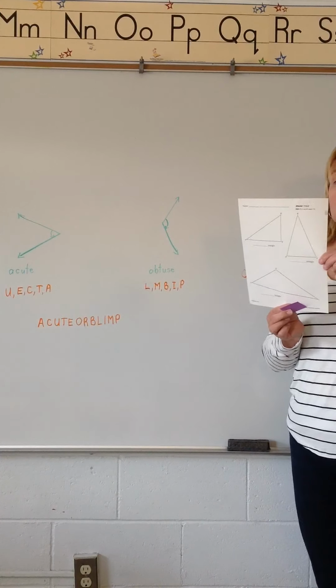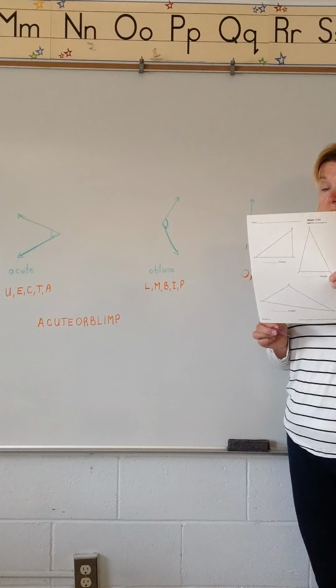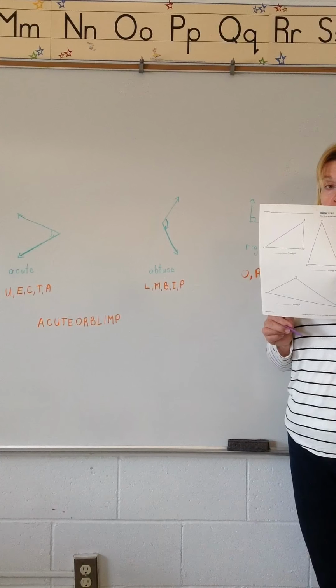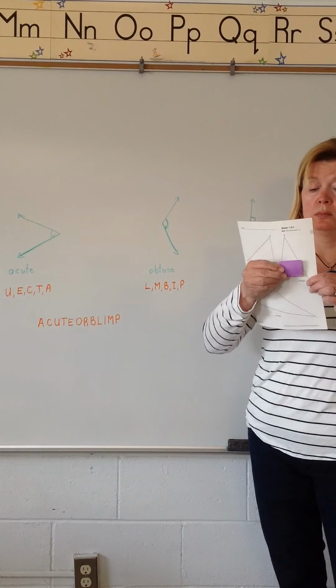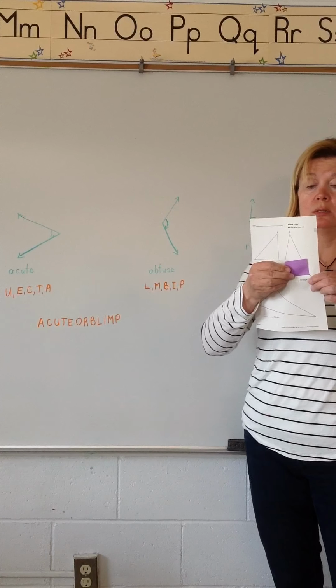Do you think that triangle DEF is a right angle triangle, an acute triangle, or an obtuse triangle? Use your purple paper to help you figure it out. I'd say that this one is acute.